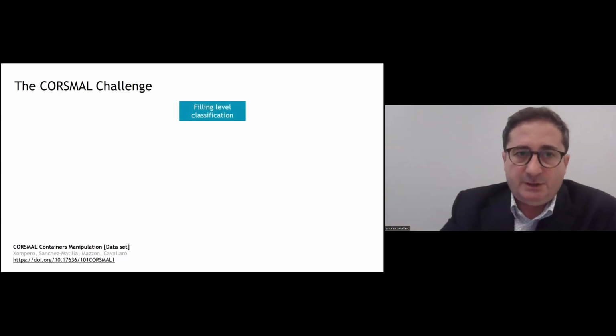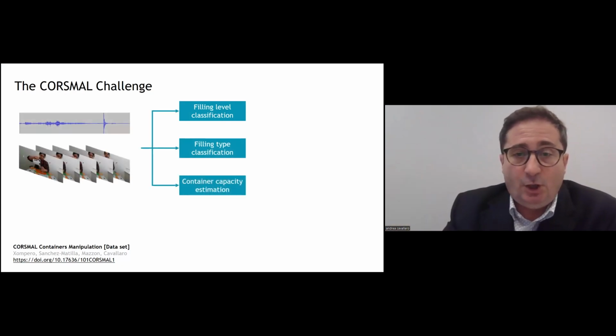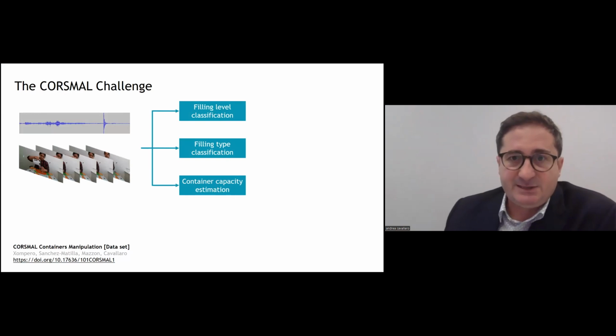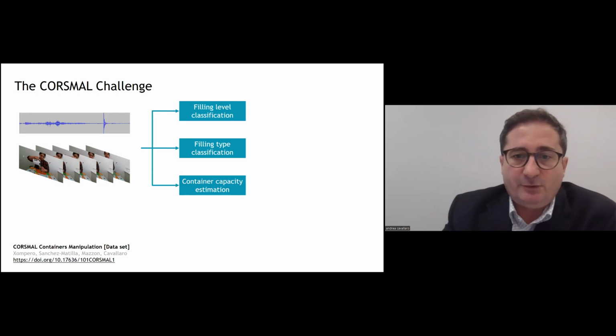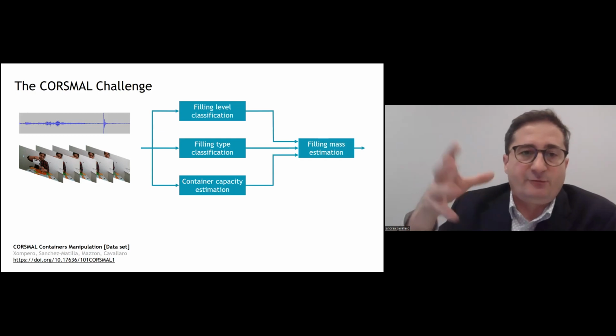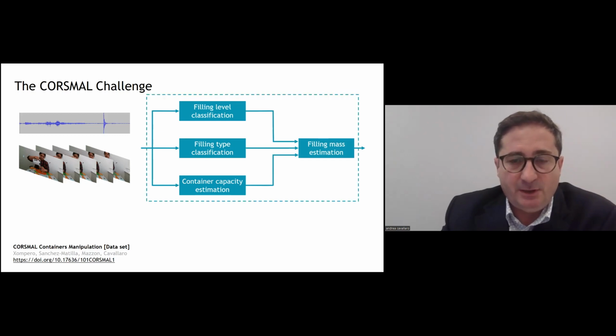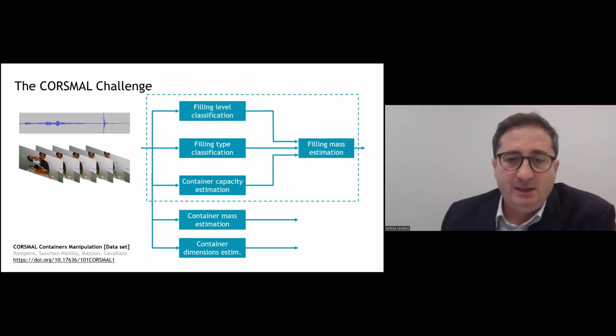We have distributed this code, and the community has already started using it and improving it on a number of tasks. The first task is filling level classification, the second is filling type, and the third is the estimation of the capacity of the container. All this to determine the mass, and therefore to determine the type of strength the robot shall grasp the object with. In addition to that, we have two additional tasks, which are container mass estimation and the estimation of the dimensions of the containers.